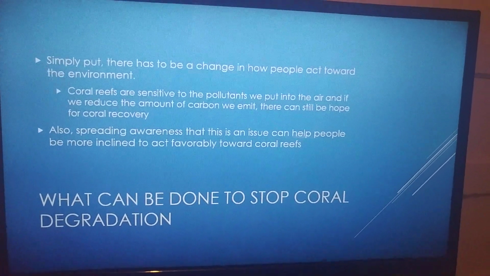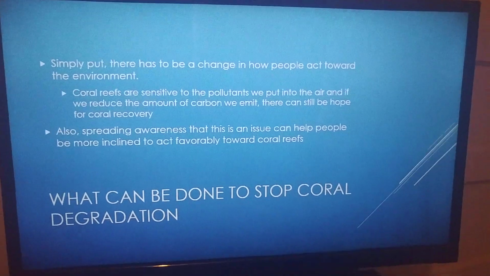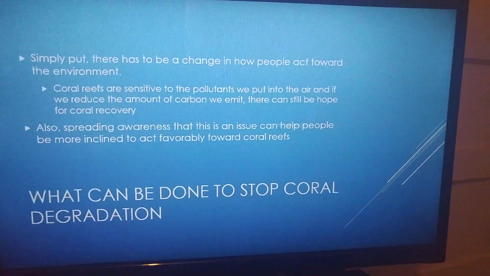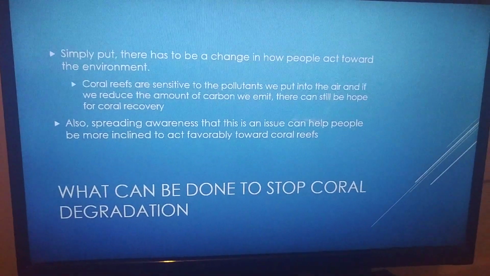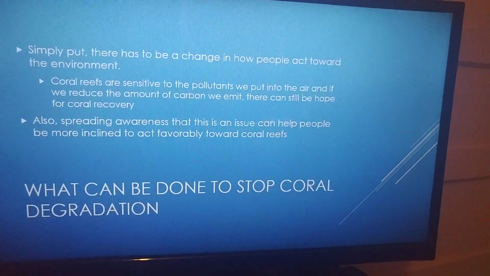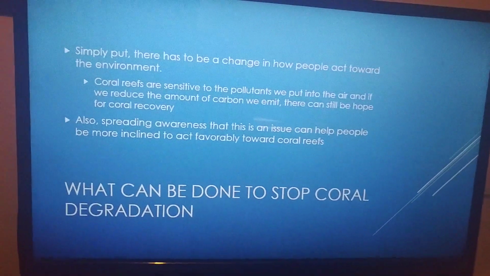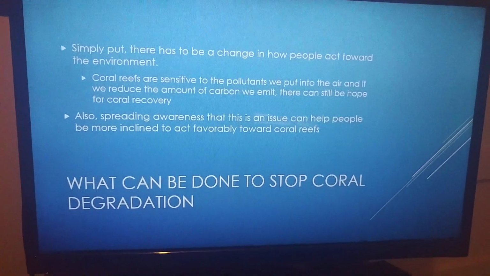What can be done to stop coral degradation? Simply put, there has to be a change in how people act towards the environment. Coral reefs are sensitive to pollutants that we put in the air, and if we reduce the amount of carbon we emit, there can still be hope for coral recovery. Also, spreading awareness that this is an issue can help people be more inclined to act favorably toward coral reefs.